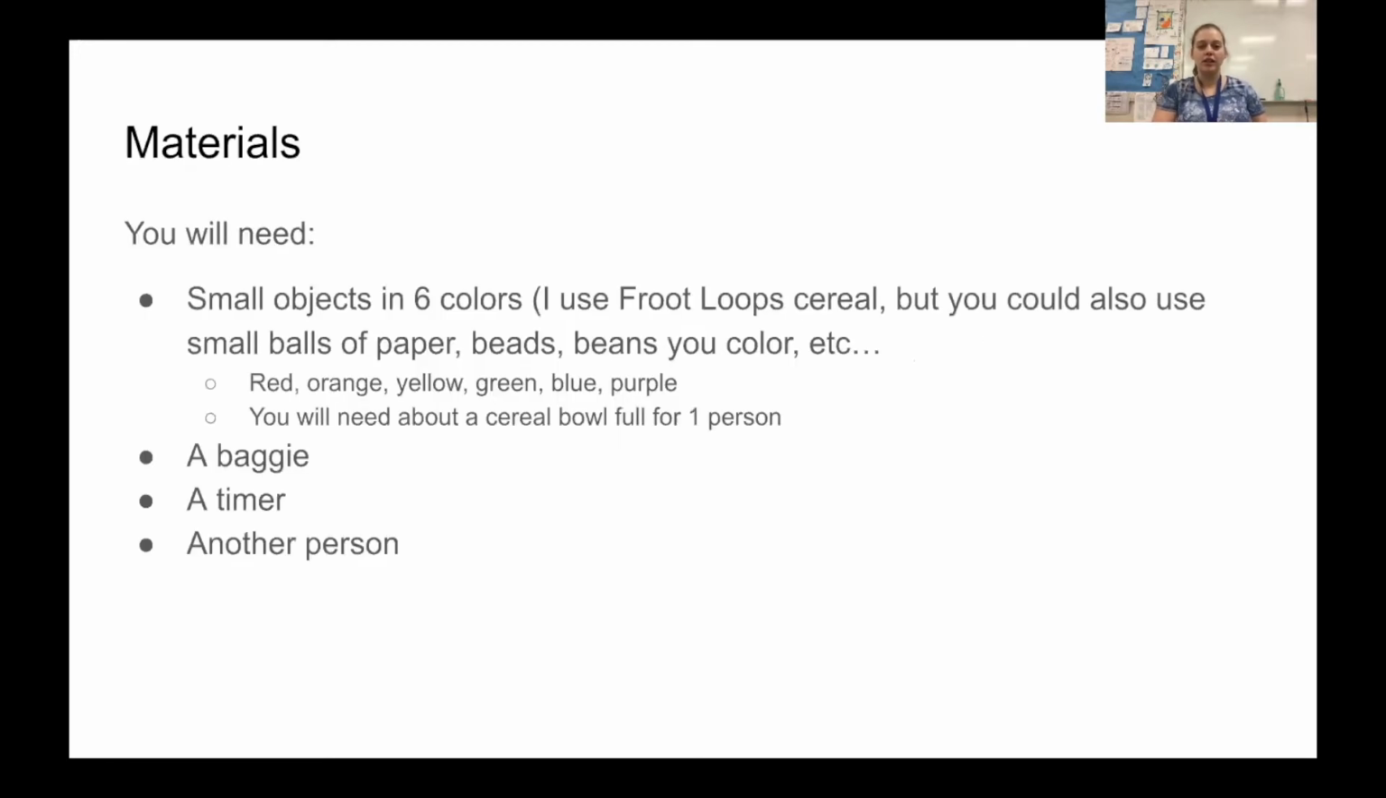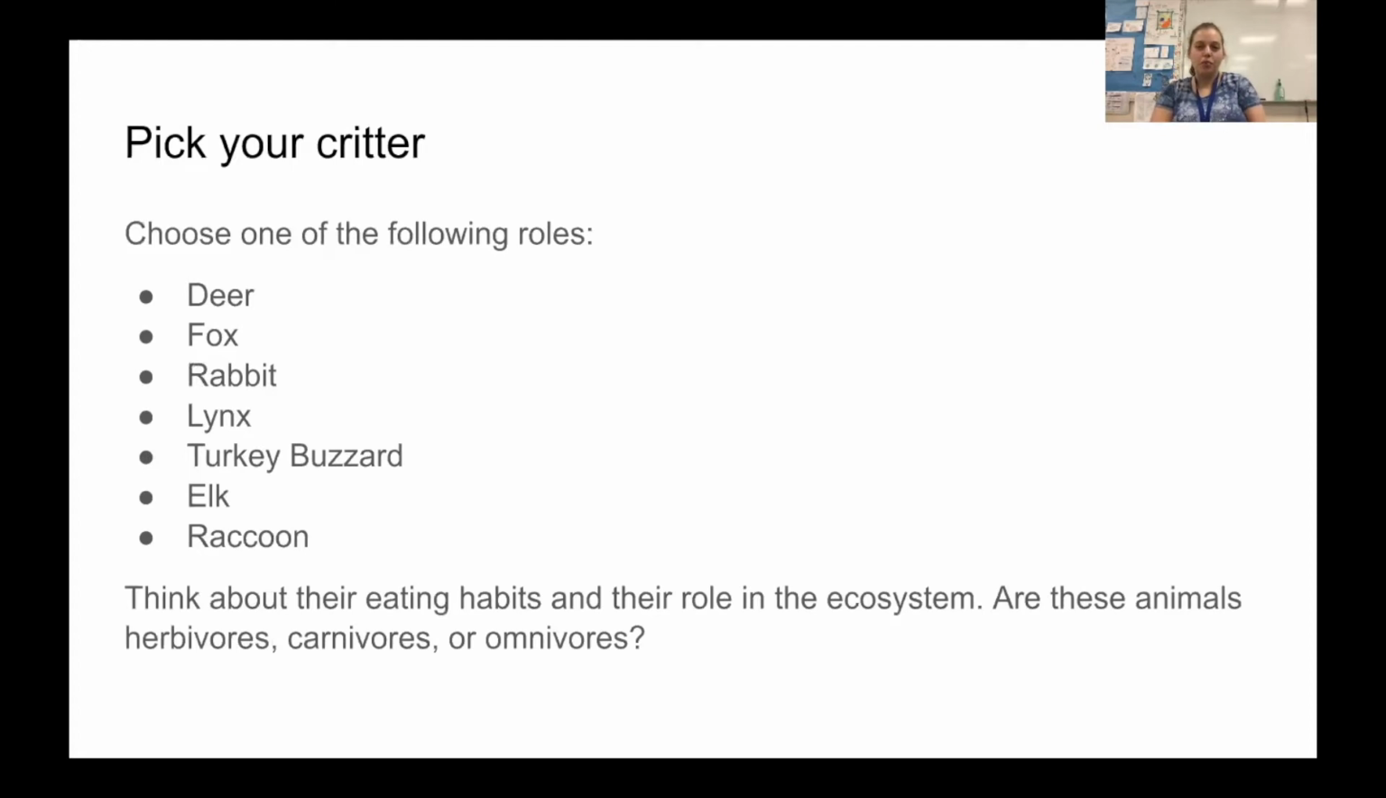So the materials that you're going to need are small objects that come in 6 colors. We use Fruit Loop cereal, but you can use whatever, small little beads, beans. If you color them with magic markers, that's just fine. Small pieces of paper that you wad up, anything that comes in 6 colors: red, orange, yellow, green, blue, purple. You'll need about a cereal bowl full of these objects, a baggie, a timer, and the other person is going to be key. They're not going to have a huge role here, but they have a very important role.